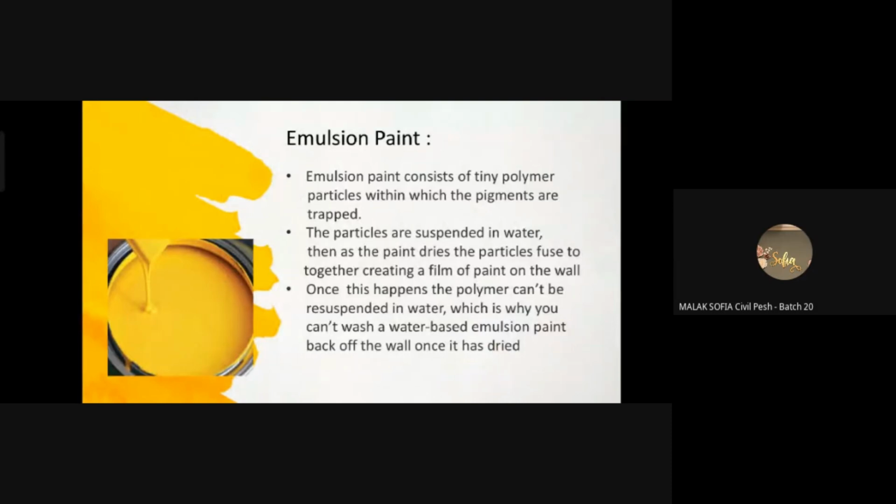And this polymer is suspended in the water. So when we apply this paint on wall surfaces and once it dries, this polymer cannot be resuspended in water. That is why it cannot be washed off once it is applied. Some of the polymers used in emulsion paints are styrene butadiene, acrylic, styrene acrylic, and nitriles.